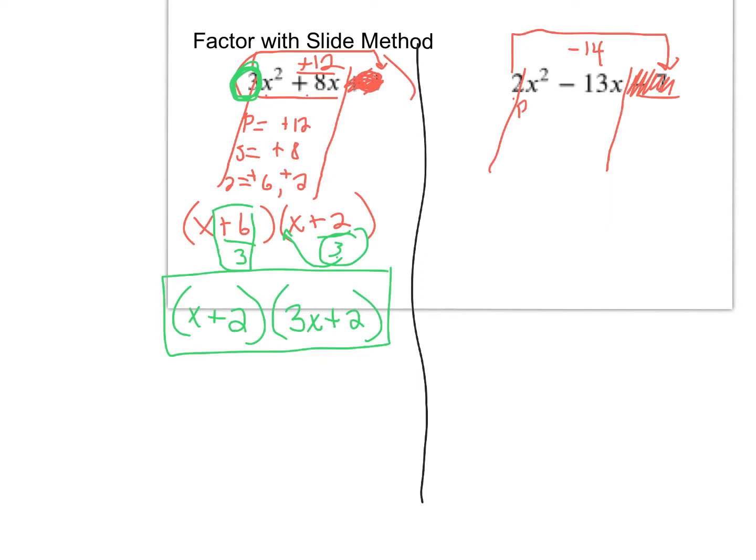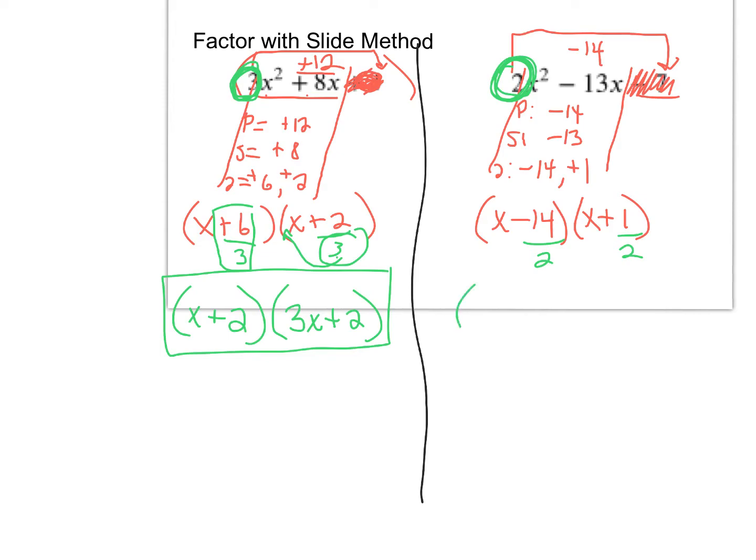So we're going to do our mini PS2. Product is negative 14. Sum is going to be negative 13. So my two numbers that multiply to negative 14 but add to negative 13 are negative 14 and positive 1. Okay, so we're going to have x minus 14, x plus 1. Okay, so there's that part. But now, don't forget, since we did the slide, we have to divide.